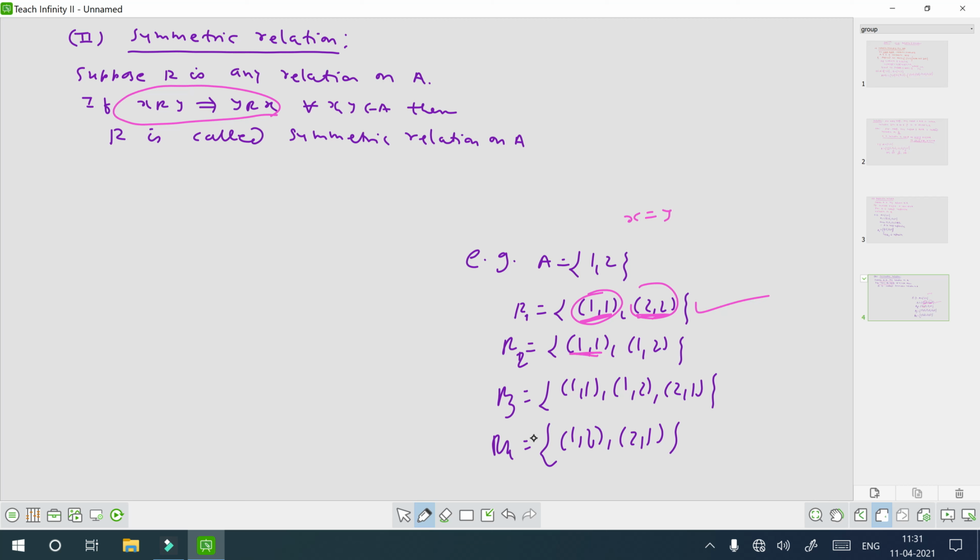(1,1) is satisfied. (1,2) is there, but there is no (2,1). (2,1) is not in this set. So R2 is not symmetric. R3 is symmetric. Here (1,1) is there, (1,2) and (2,1) are there, so it is symmetric. Clear? That means whenever the ordered pair (x,y) is in the relation, then if the ordered pair (y,x) is also in that relation, then that is a symmetric relation. Clear? This is the example.